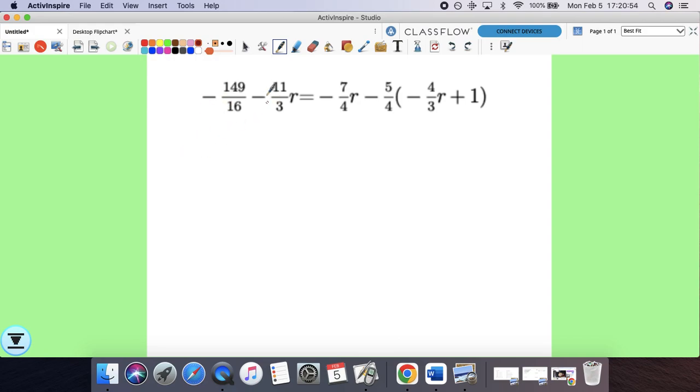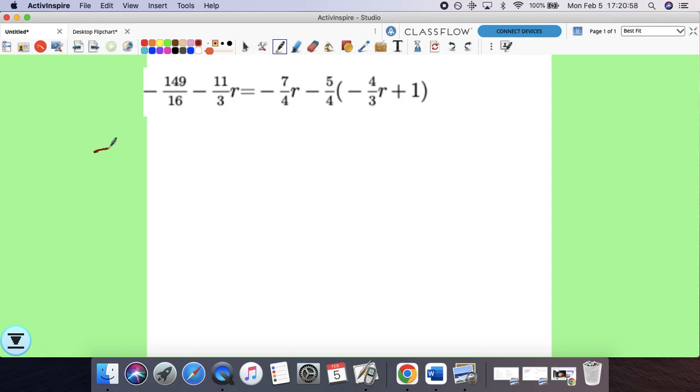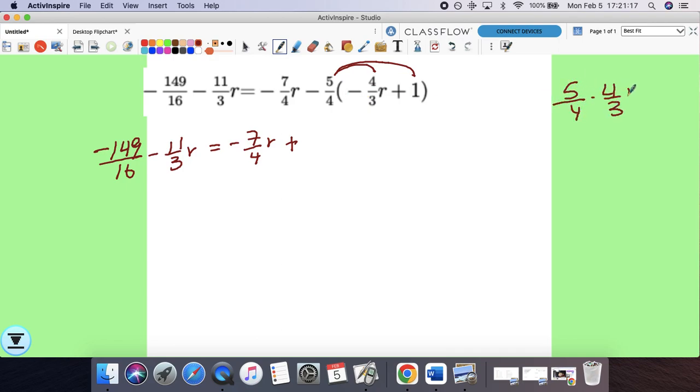So how do we make this? Well, first of all, I can't combine these two. On the left side, I'll leave this as it is. Minus 11 over 3r equals negative 7 over 4r minus, and I'm going to do the distributive property here. Negative times a negative, so actually it's going to be plus 5/4. Let's take a look at 5/4 times 4/3 r. This simplifies, and I'm left with 5 over 3r. Done. The second one, negative times a positive, it's going to be a negative, and 5/4 times 1 is just negative 5/4.